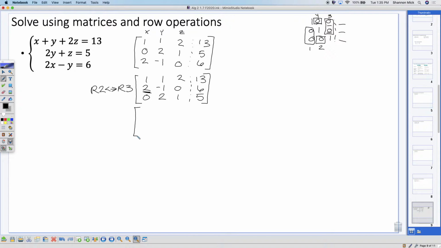Now, how do I know to use row 1? Because I'm in column 1. You're in column 1. So what am I going to do to this 1 to get rid of that 2? Times it by negative 2 and then add it. So negative 2 R1 plus R2.